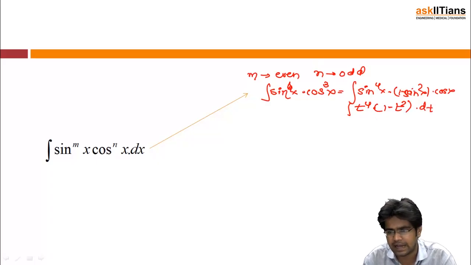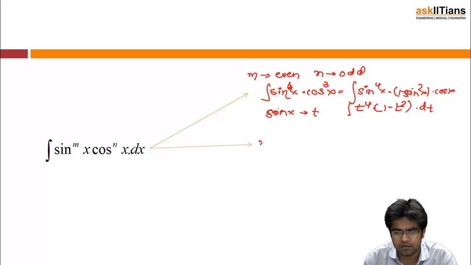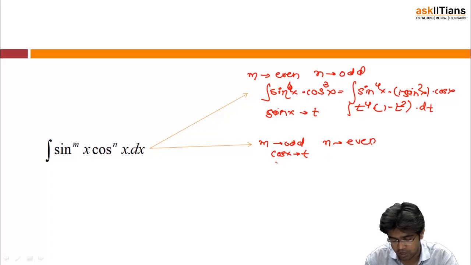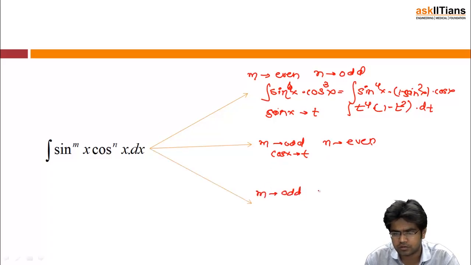So if m is even and n is odd, put sin x as t. Similarly, if m is odd and n is even, it is the same case, even odd, and what you need to do is put cos x as t here. If both of them are odd, then you can put any of them as t.